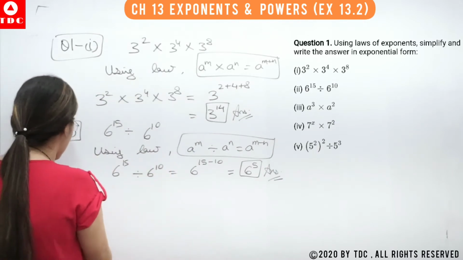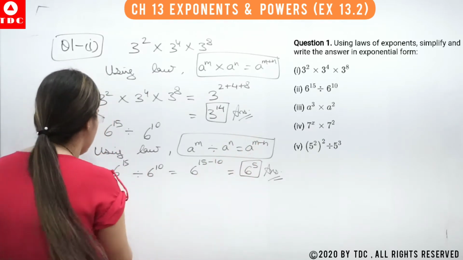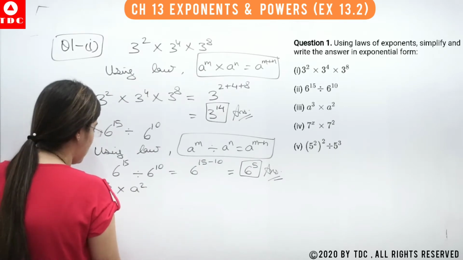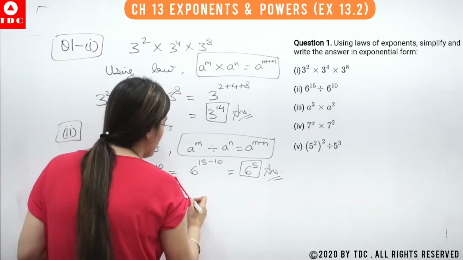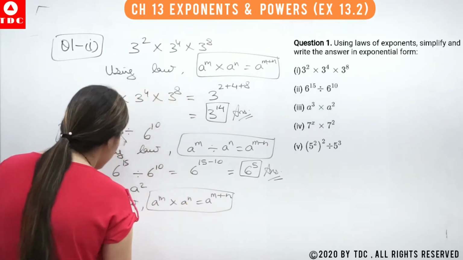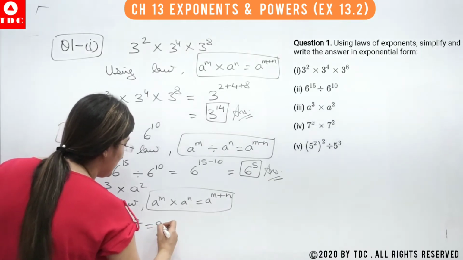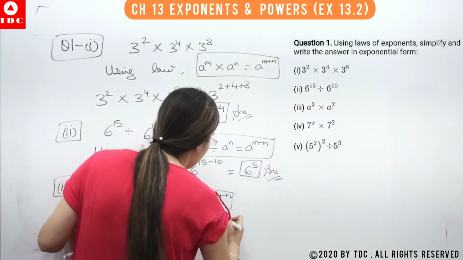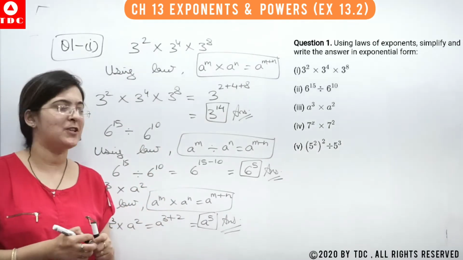Okay, now see the third one. Your third part is a to the power 3 into a to the power 2. Again the base is same and there is a multiplication sign. So using law a to the power m into a to the power n will give us a to the power m plus n. That means we will add it. A to the power 3 into a to the power 2 will give a to the power 3 plus 2. That means a to the power 5. This is your final answer. Like this we have to solve all the questions.